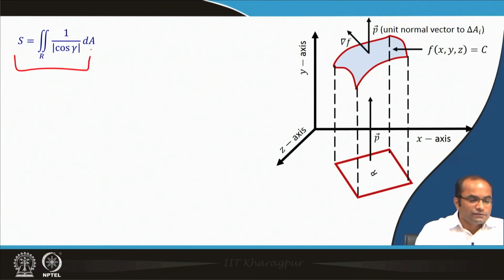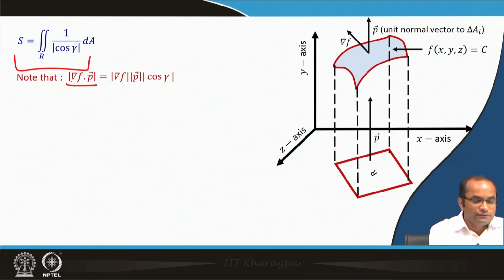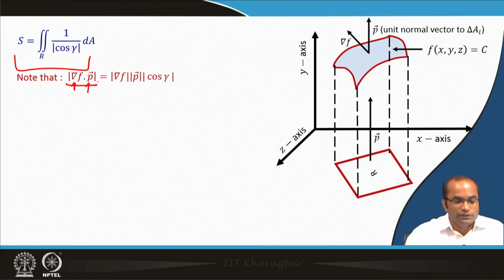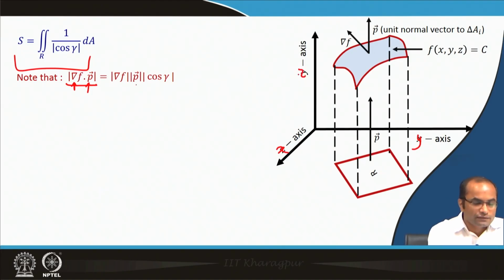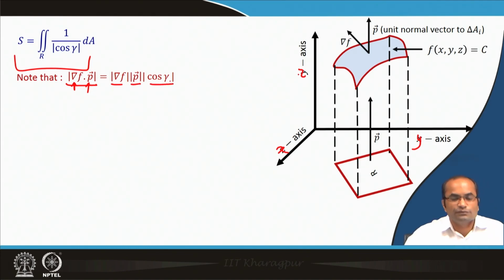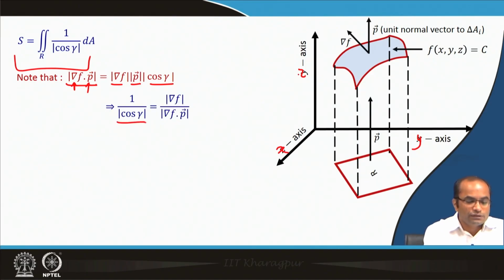So, we have this surface. To get the surface area, we will get another convenient formula for this evaluation. Note that we have the gradient of f, which is perpendicular to the surface f, and p, the unit normal vector to one of the coordinate planes. Again, this is x, y and z. Here we have this relation with the modulus of gradient f, the modulus of p, and the angle between the two, which we have already discussed, this gamma. So 1 over cos gamma can be written in this form.